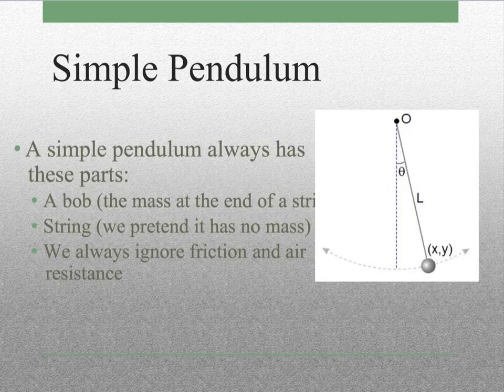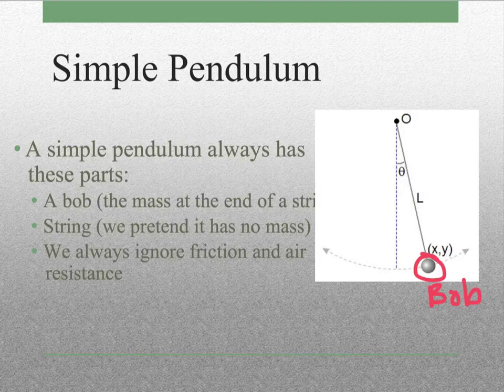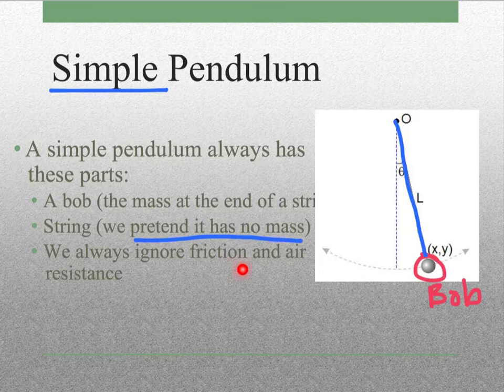There are several parts to a simple pendulum model, and it will always have these three parts. It will have a bob, okay? So this mass on the end, this is what we call the bob. We also have the string, which is a little bit obvious, but the trick here is we pretend it has no mass because it makes things more simple, and this is a simple pendulum. And the last thing we need to remember is that we're always going to ignore friction and air resistance. For the same reason, there's no damping if there's no friction or air resistance, and it makes the whole model easier to calculate and understand.